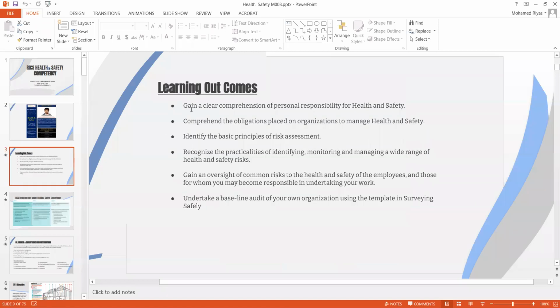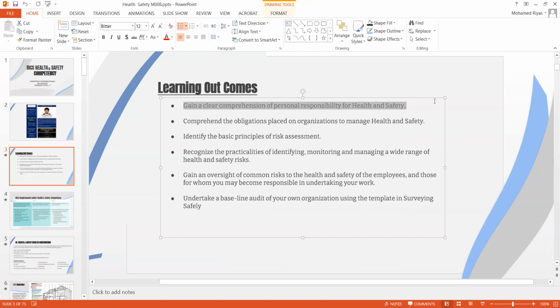Today, the learning outcomes to start with in regards to health and safety competency. The first learning outcome: gain a clear comprehension of personal responsibility for health and safety, comprehend the obligation placed on organizations to manage health and safety, and identify the basic principles of risk assessment. The fourth one is recognize the practicalities of identifying, monitoring, and managing a wide range of health and safety risks.